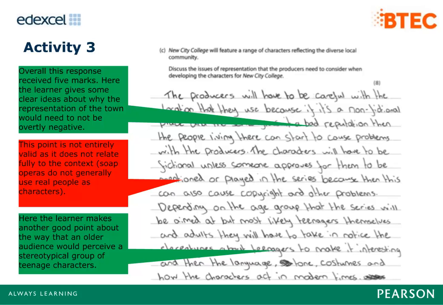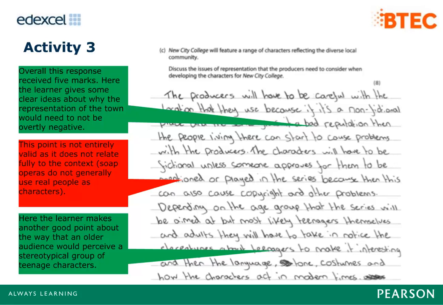This response received 5 out of 8 marks. The learner has made some good points in their answer, covering the representation of the location that the soap opera is set in, as well as discussing how the stereotypical portrayal of teenagers may affect the way an older audience would perceive this age group.